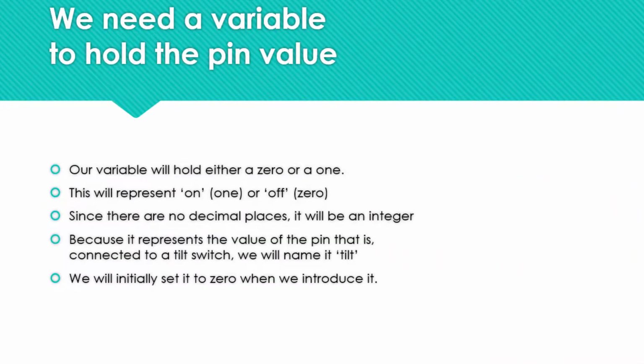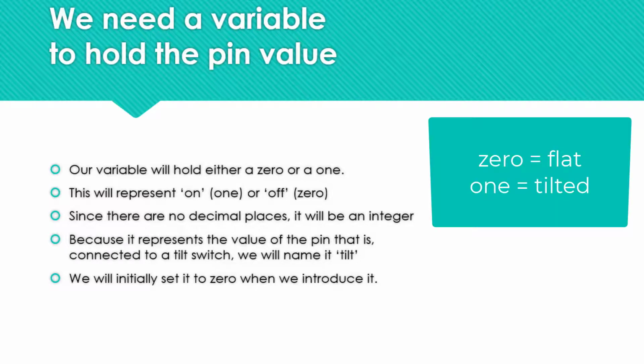For our tilt switch, we're going to need one variable. The variable is going to represent whether or not our board is tilted or if it's flat. And because of that, it's going to hold one single number. It's going to be a 0 off or a 1 on. In this case, if it's on, that means the board is tilted. If it's off or 0, that means the board is not tilted. Since 0 and 1 don't require decimal places, we will use an integer.